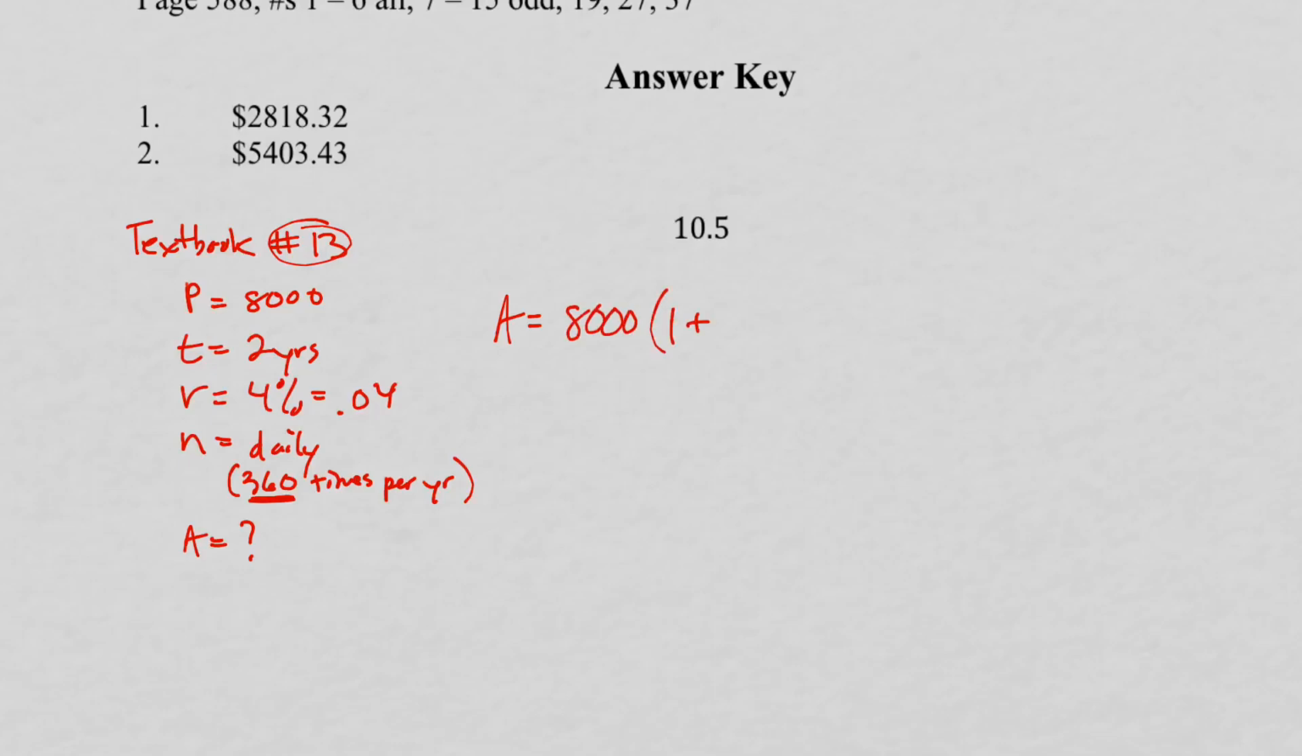1 plus 0.04 divided by 360, 360 times 2 years.